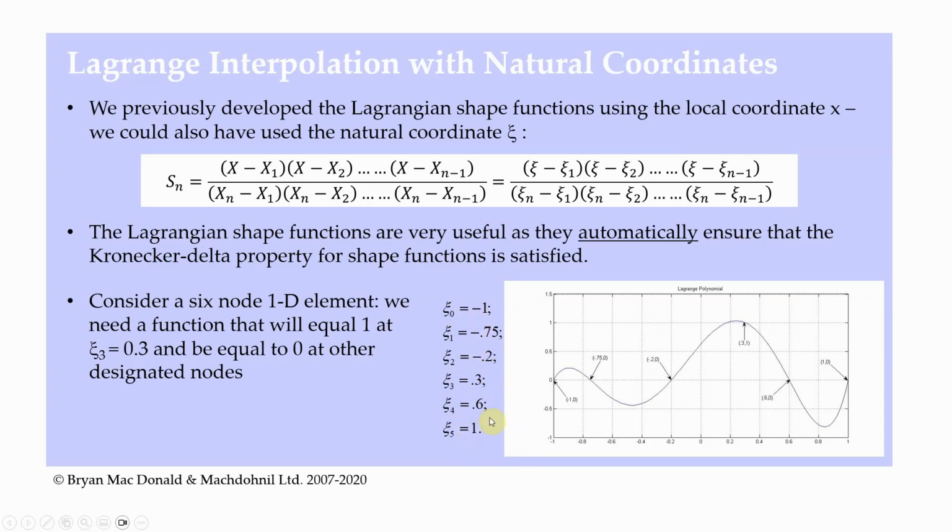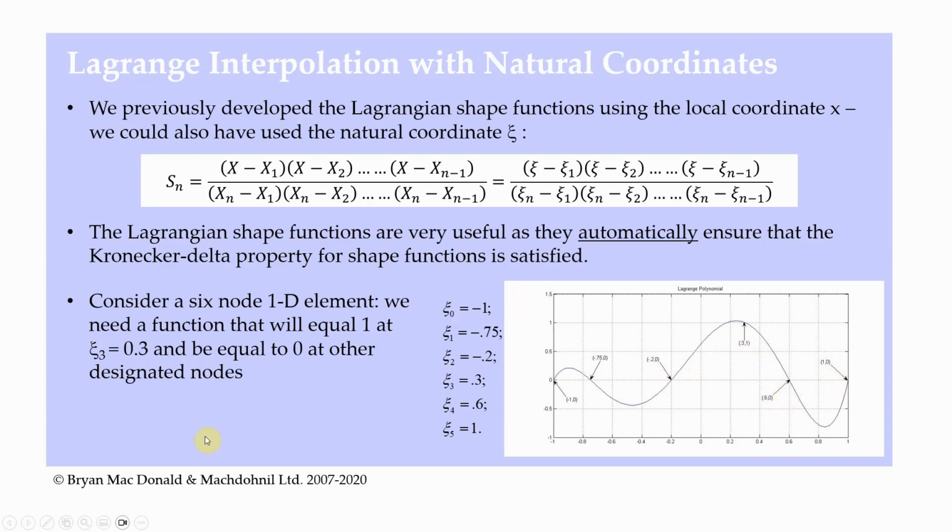Okay, so if we look at the graph here, this is eta along the bottom axis. So we have a node at -1, we have one at -0.75 here, we have one at -0.2, which is here, we have one at 0.3, which is there, and we have one at 0.6, which is here, and we have one at 1, which is there. So again, we have the arrows pointing to the various nodes that we're going to be using here.